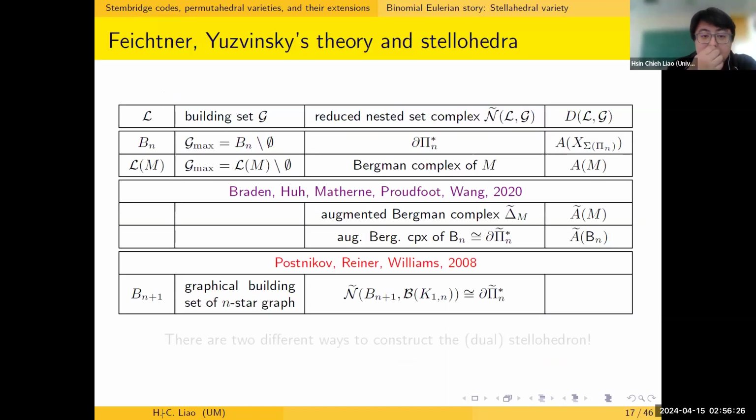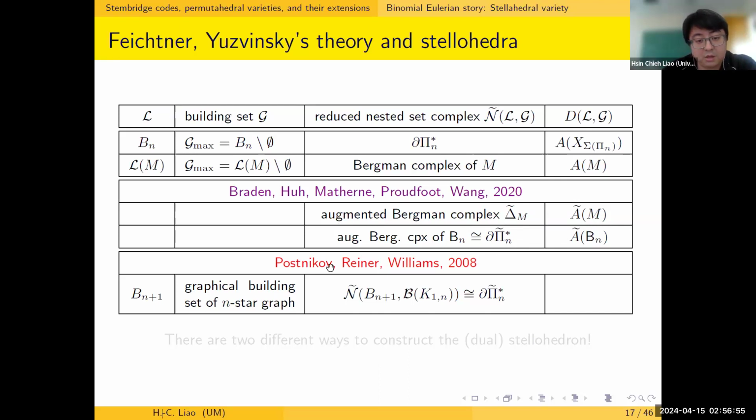So basically, we have seen that the Chow ring of a matroid is a special case of this DLG, where L is the lattice of flats of the matroid and G is the maximal building set. And we saw this with Brändén, Eur, Huh, Proudfoot, and Wang. They introduced the augmented Chow ring and the augmented Bergman complex. When M is Boolean, the augmented Bergman complex is the boundary of a dual stellohedron.